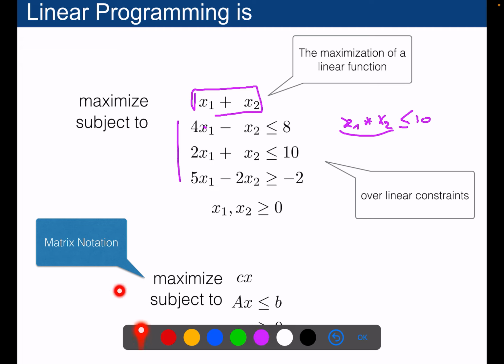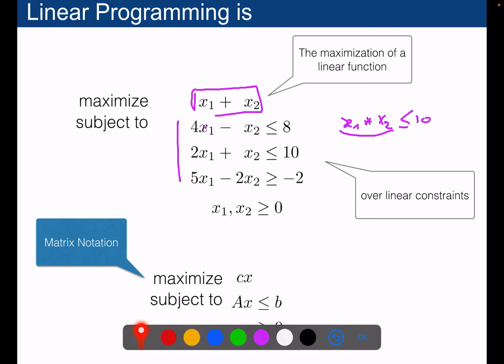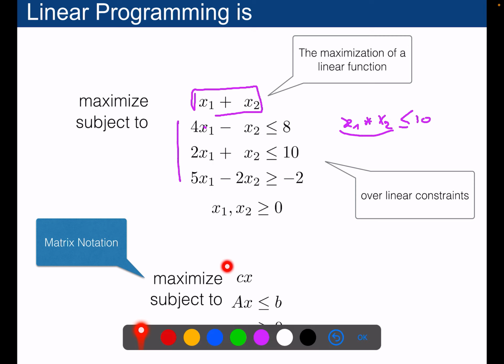In the most general form, or in matrix notation, a linear program has the following form. So C is a vector, X is a vector of variables, A is a matrix, B is a column vector of fixed values, and we also might have non-negativity constraints on the set of variables, like these ones, okay? So this is the most general form that we can find for a linear program. We call this a linear program.